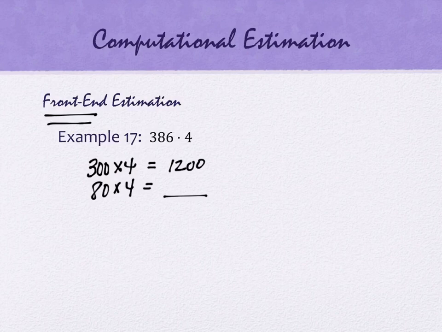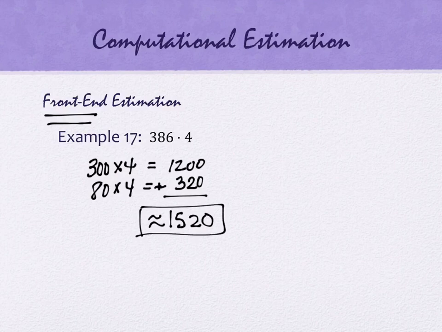1200. And 80 times 4. 32 with the 0, so 320. And then if I add them together, what do I get? 1520. Now, is this exactly my answer? No, because I didn't do the third step, if you will, and actually do 6 times 4.